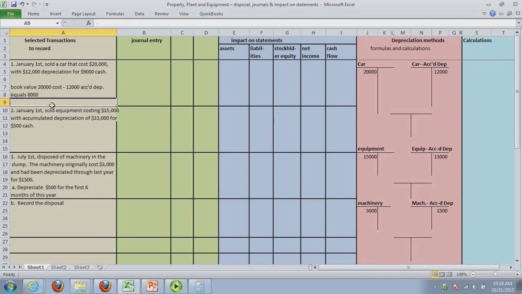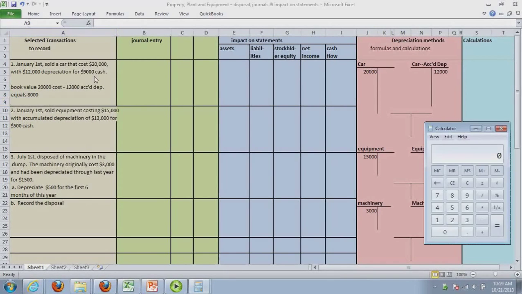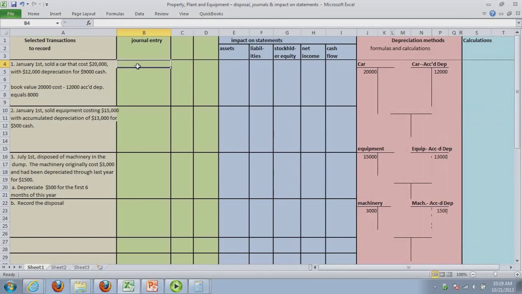Okay, if we compare the book value to what we're receiving, we can see right off the bat that we're receiving $9,000. The book value is only $8,000. So we're actually gaining. We're a little bit better off after the sale. So it's going to be a compound entry. It takes a bit to put all this together.